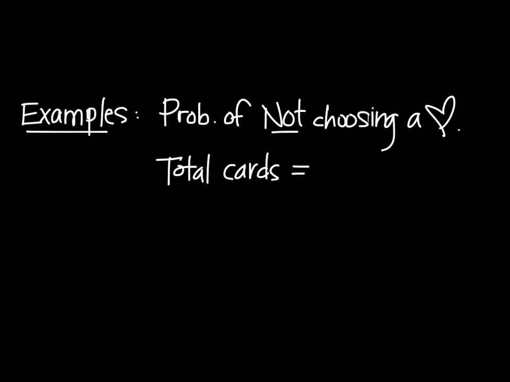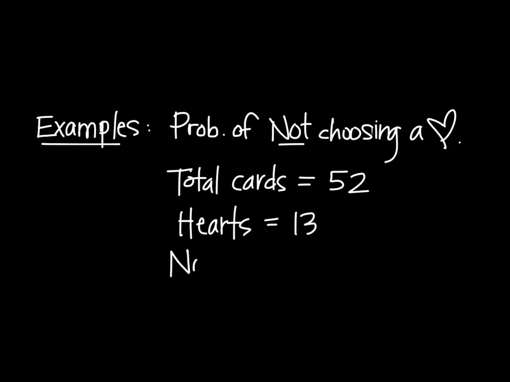How many total cards are there in a deck? That's something you would need to know about probability. Does anybody know? 52. If you've ever played 52 card pickup, you know there are 52 cards in the deck. Now, how many hearts are there within that 52? There are 13. They go from 2 up to 10, then you have the Jack, Queen, King, and an ace. That's a total of 13 altogether. So the probability of not choosing a heart, well, how many not hearts are there?